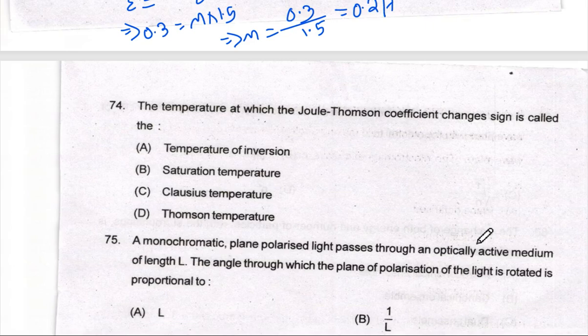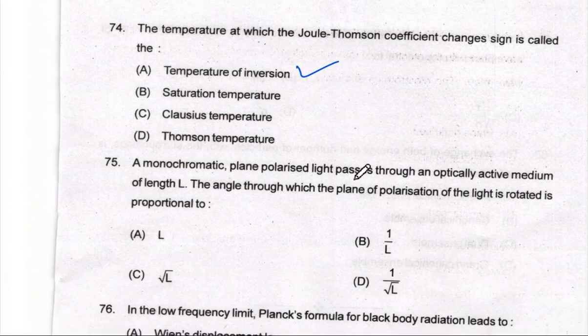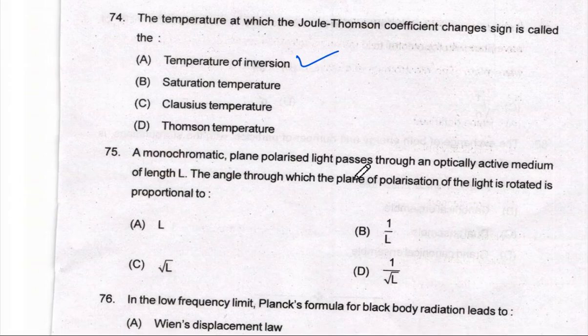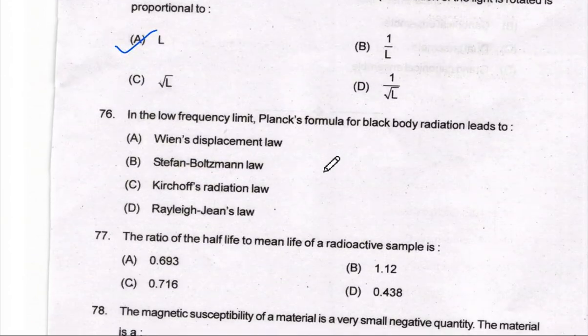So next question, the temperature at which Joule Thomson coefficient changes its sign is called, you have to remember directly, it is called as inversion temperature. Okay, next question. So it is saying that a monochromatic plane polarized light passes through an optically active medium of length L. The angle through which the plane polarized light is rotated is proportional to. So you also have to remember this one is directly proportional to L. So 75, option A.